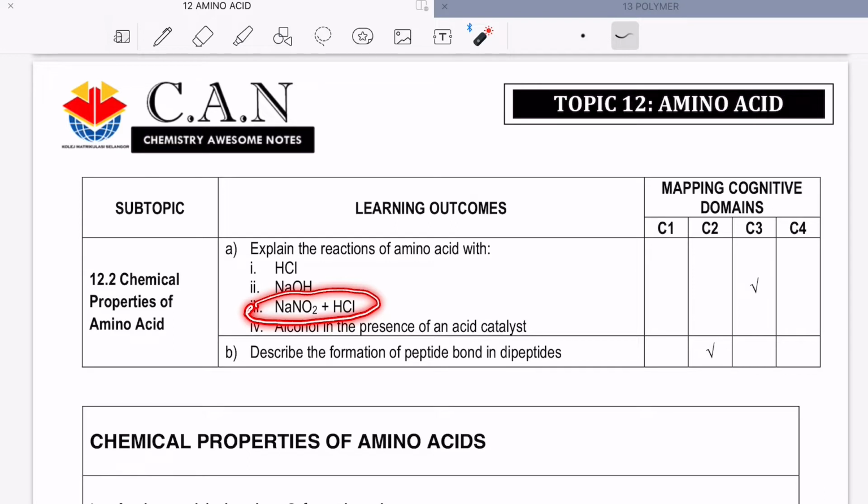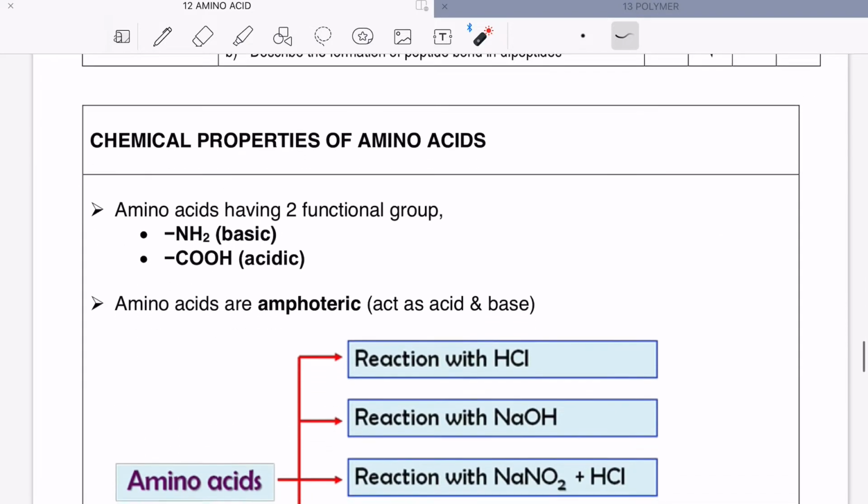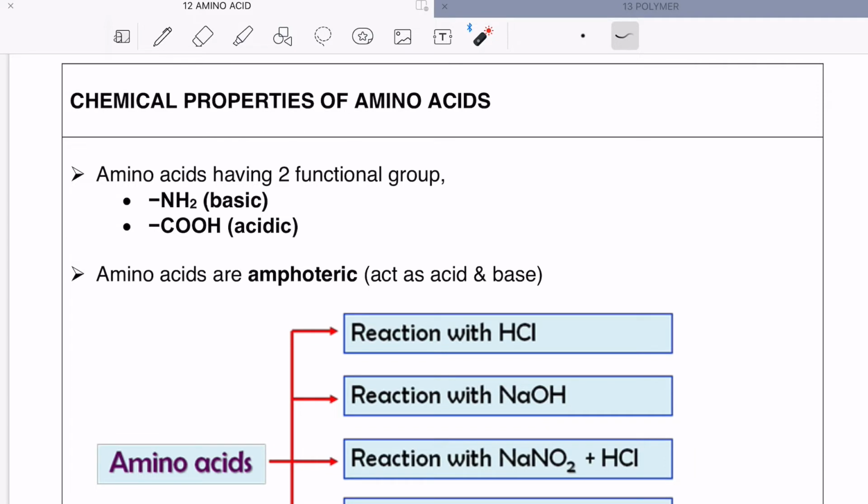This is nitrous acid, which you learned in the chapter on amines. And the fourth one is the reaction with alcohol in the presence of an acid catalyst. So actually this is esterification. Now we all know that amino acids have two functional groups, which are the amino group and also the carboxyl group. Since they have two different functional groups, they can react according to the reactions of amine, and also the reactions of the carboxyl group.